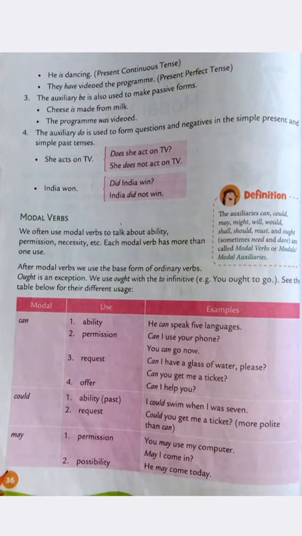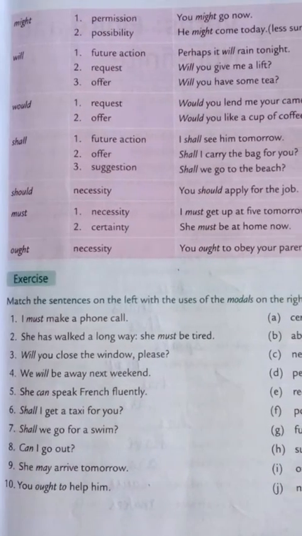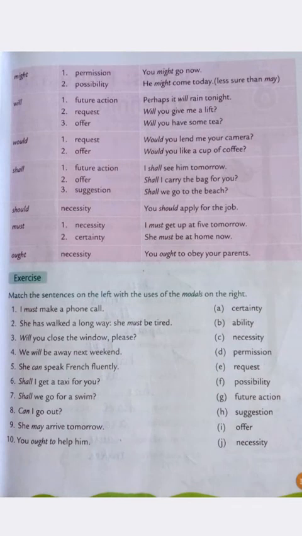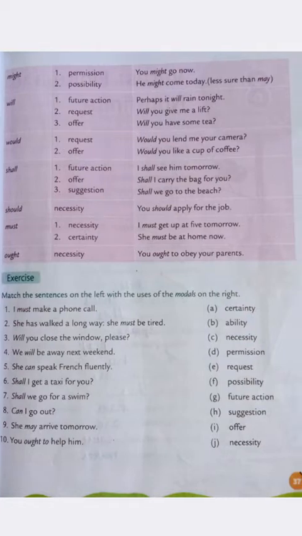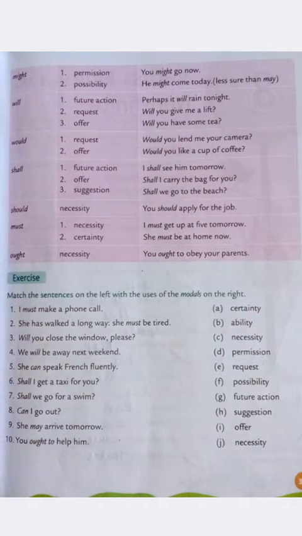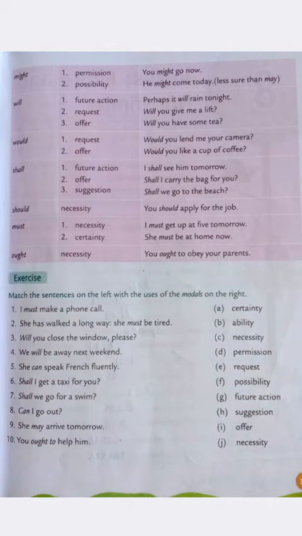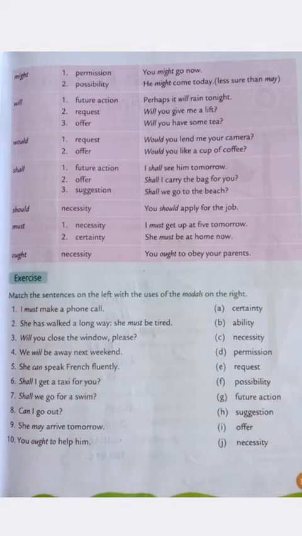Now let's see the next page. Other modals are might, will, would, shall, should, must, ought. First, might. Permission. You might go now. Possibility. He might come today. Less sure than may. Will. Future action. Perhaps it will rain tonight. We are just saying that a future action will happen.